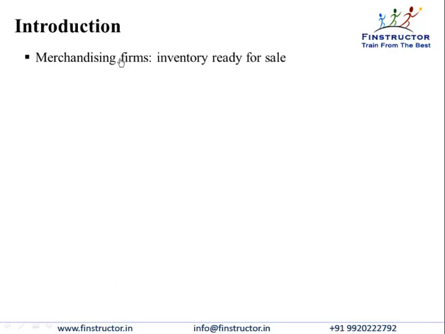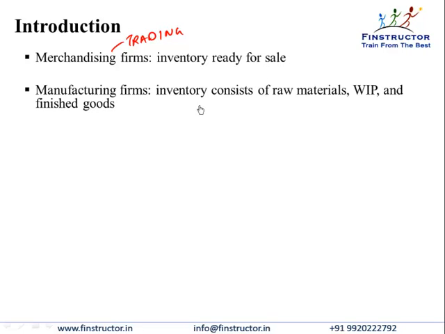Now, for merchandising firms or trading firms, inventory is always normally ready for sale. That is, we purchase material and distribute it forward. For manufacturing firms, inventory could either be raw materials that have not yet been processed, or work in progress, also known as semi-finished goods, or finished product that is yet to be sold.